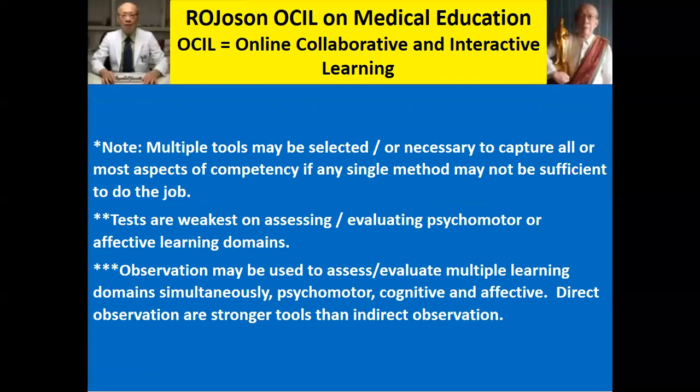Note, multiple tools may be selected or necessary to capture all or most aspects of the competency to be measured if any single method may not be sufficient to do the job. Tests are weakest on assessing, evaluating psychomotor or affective learning domains. Third note is that observation may be used to assess, evaluate multiple learning domains simultaneously at the same time: psychomotor, cognitive, and affective. And direct observation are stronger tools than indirect observation.